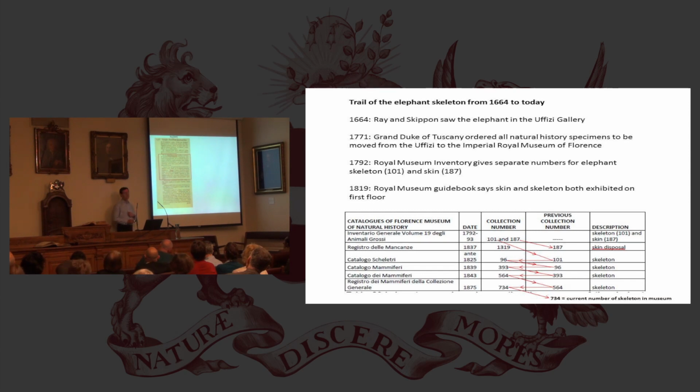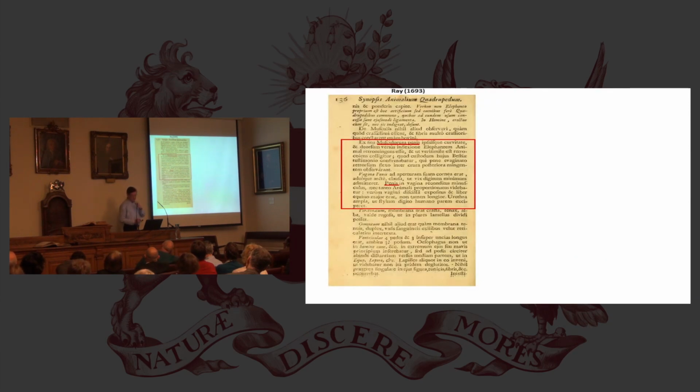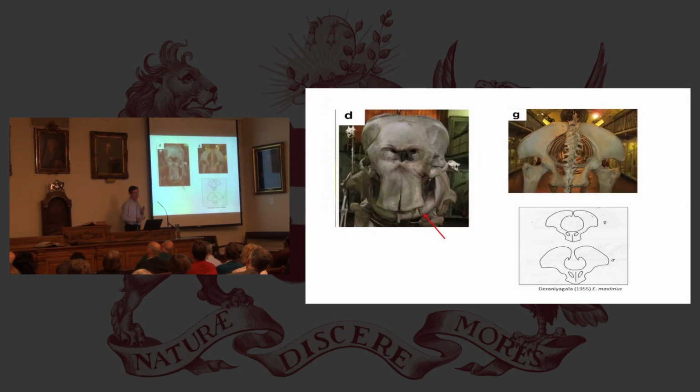So it seemed very, very likely that the specimen described by Ray, cited by Linnaeus under Elephas maximus, is the very one still there. But then there was one little glitch that really got me worried, in that on one page of Ray he actually talks about the penis of the animal. The penis in its sheath is described quite accurately, and the problem with that is that the Florence skeleton is very clearly a female.